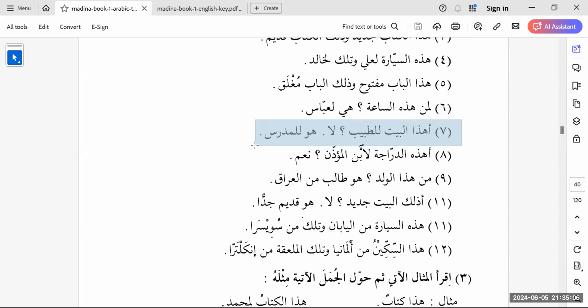هذا البيت للطبيب لا هو للمدرس. Yes. This means what, Hassan? Does this house belong to the doctor? No. This belongs to the teacher. Good.